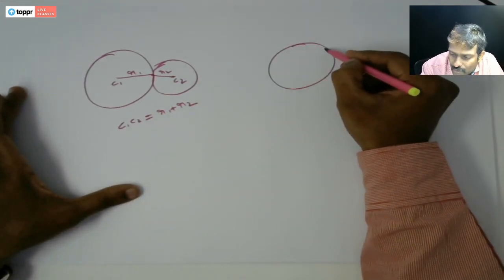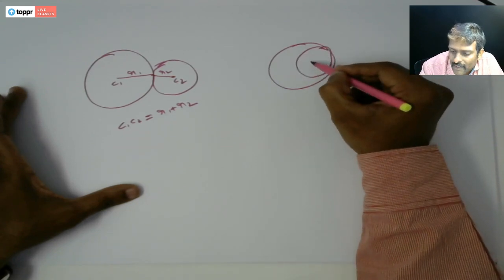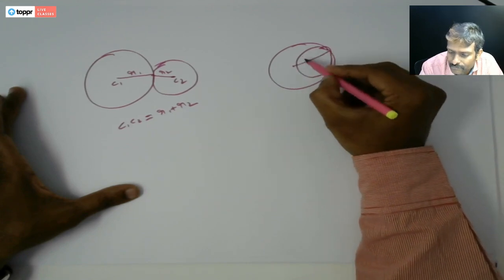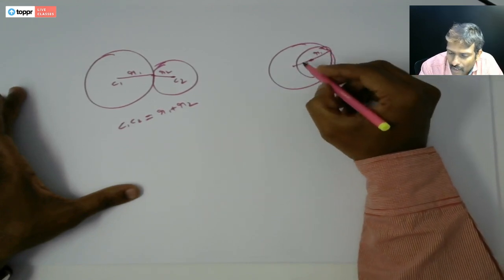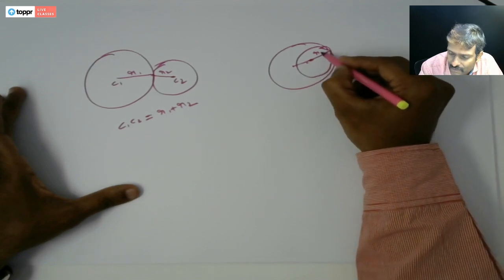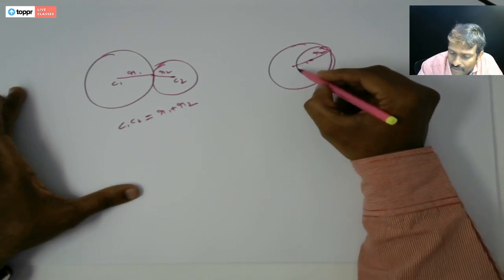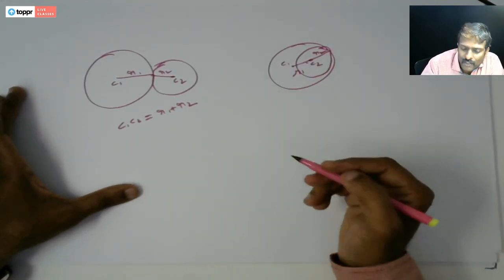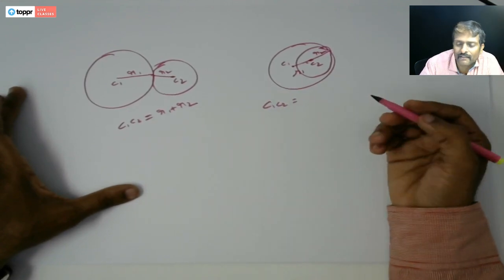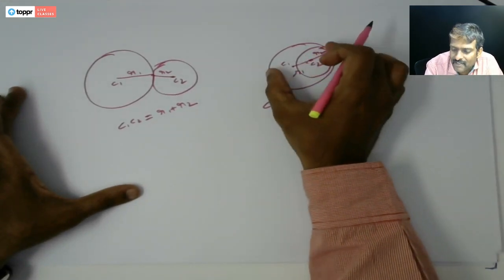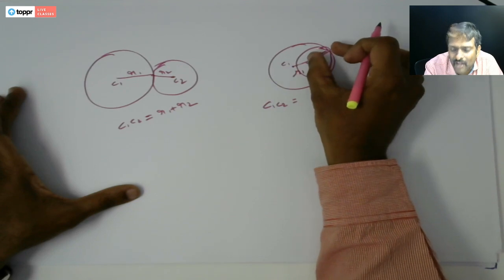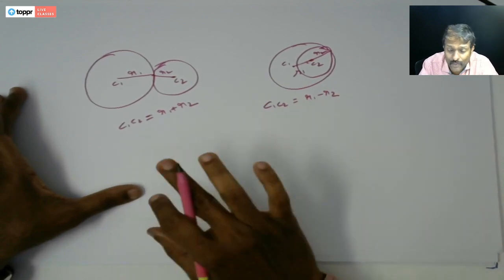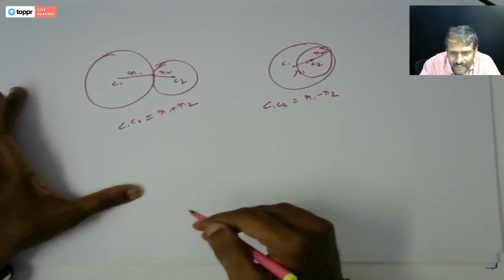Suppose these are the two circles touching each other internally. This is the center of the first circle, with radius R1, and this is the center of the second, with radius R2. So what would be the distance between these two centers? The distance between the centers is R1 minus R2. This is when the two circles are touching each other internally.